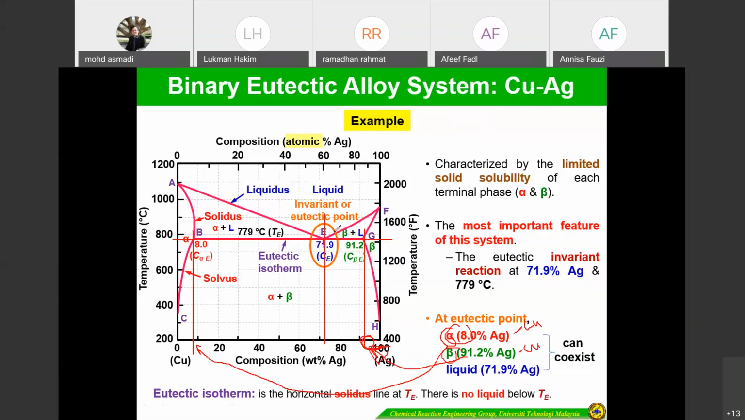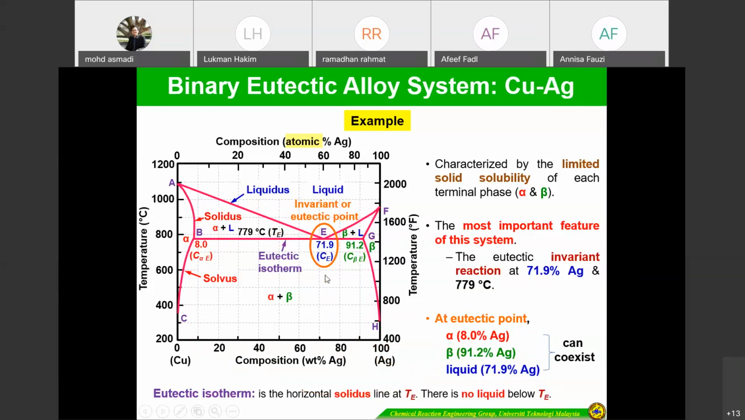This is at the eutectic isotherm for the invariant or eutectic point. Just draw the straight line. This is at 779 degrees C. So the eutectic isotherm is the horizontal solidus line at TE here. There is no liquid below TE. Just below 779, there is no liquid.